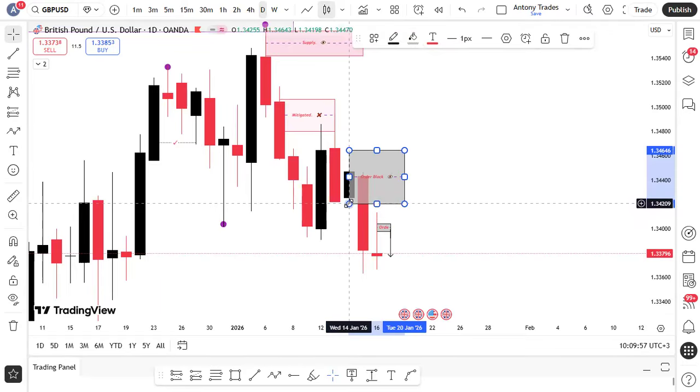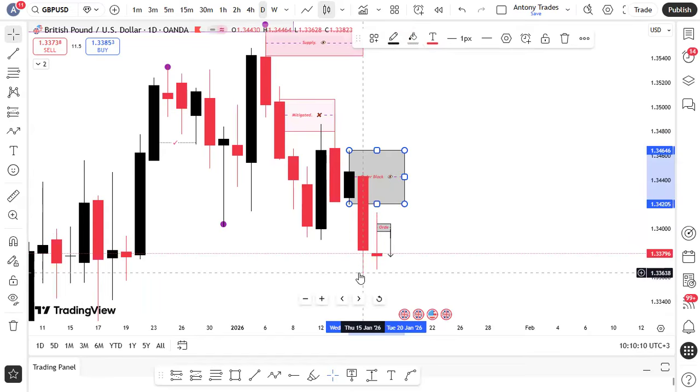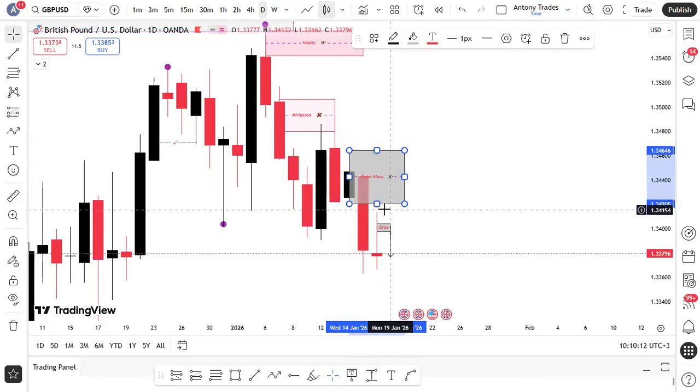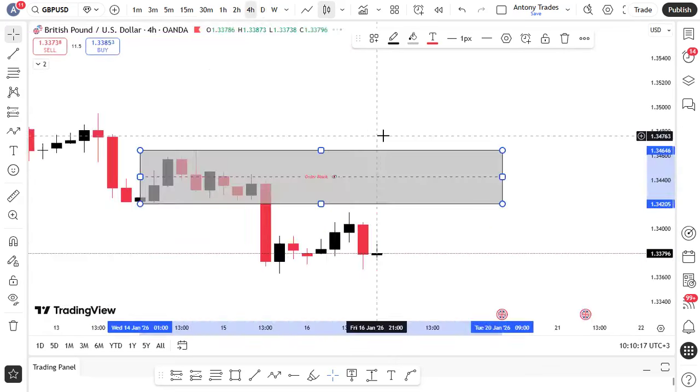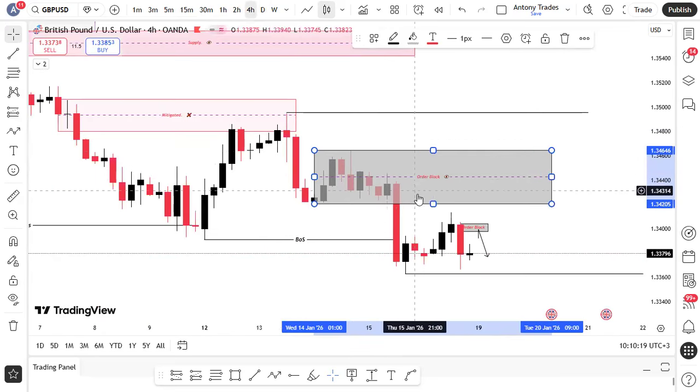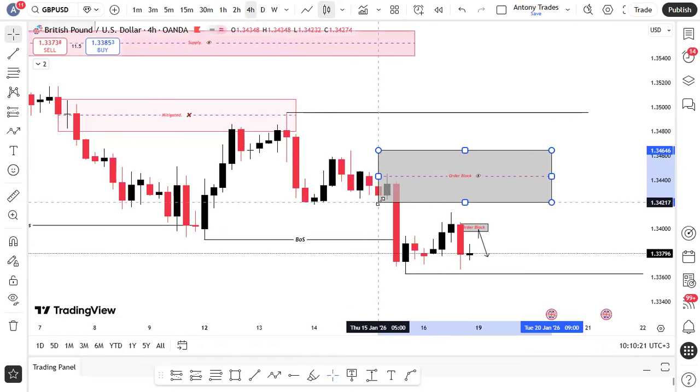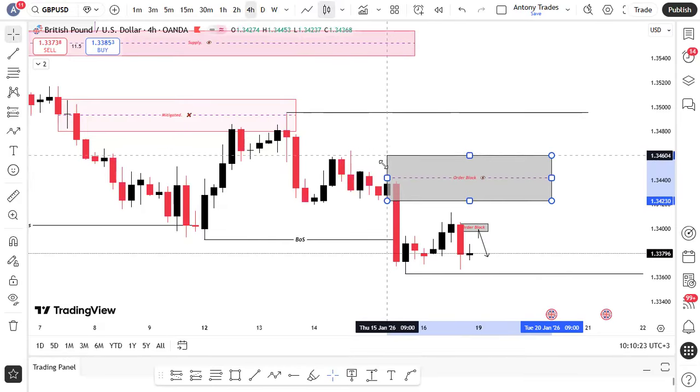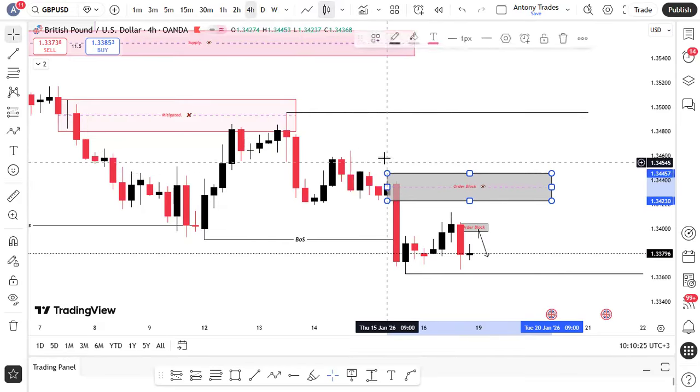We have the low of this bullish candle and the high of this candle here, a small fair value gap. So that one can attract the market to come and fill that fair value gap, then tap into this order block. That is an added confluence that the market might come to this 4 hour order block.